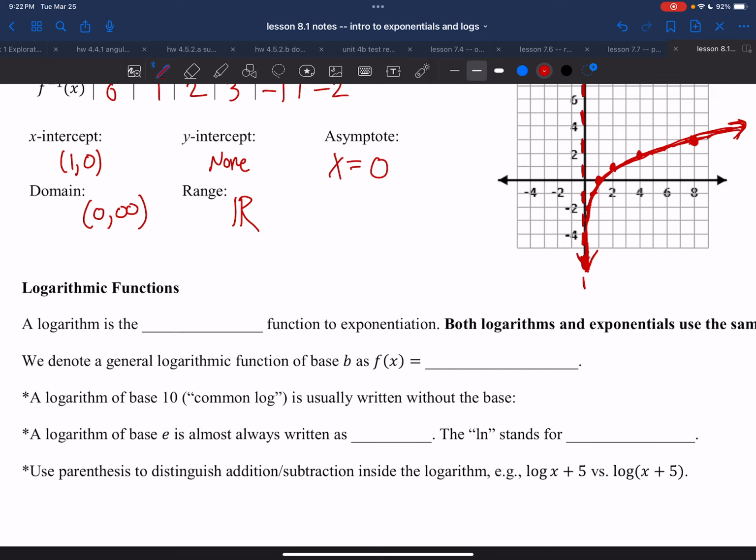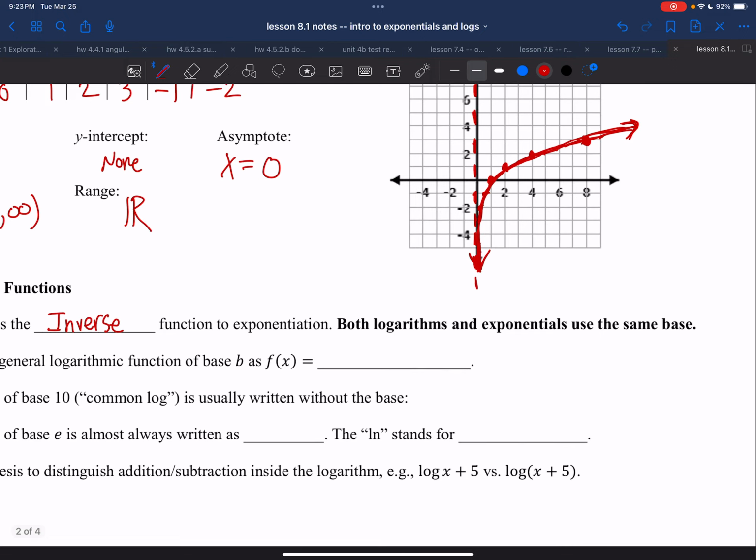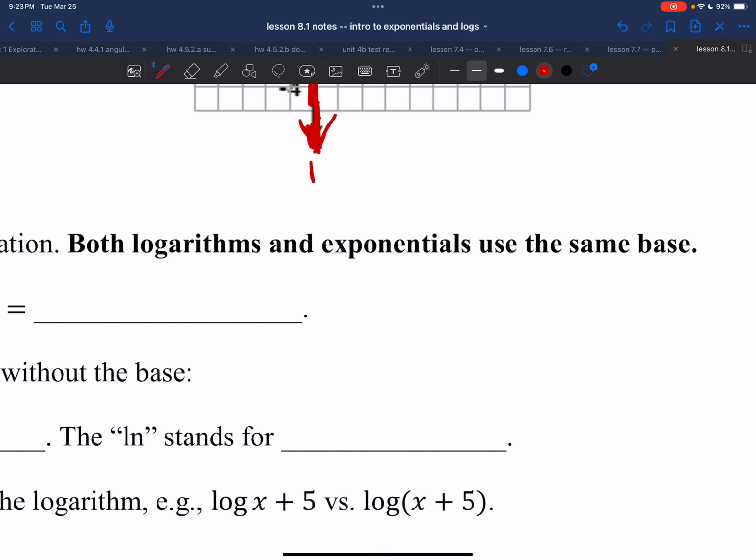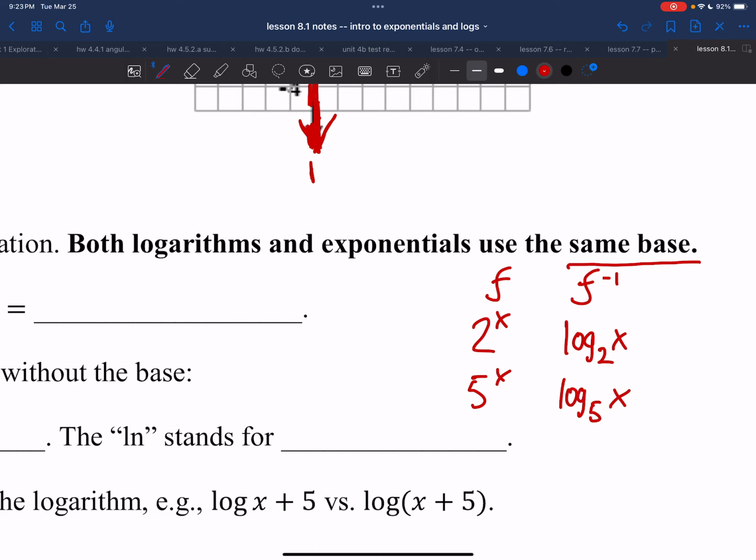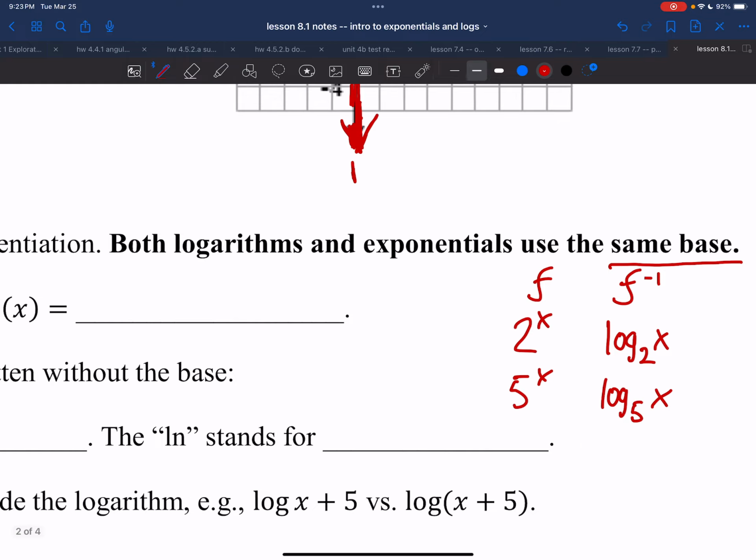So, as I just said, a logarithm is the inverse of exponentiation. It does the reverse of the exponential function. Something to note is that both logarithms and exponentials use the same base. So if f of x is 2 to the power of x, then f inverse of x is log base 2 of x. If f of x is 5 to the x, then the inverse function is log base 5 of x. They use the same base because they're related that way. So you're not going to change the base from the exponential. They're going to use the same number there.